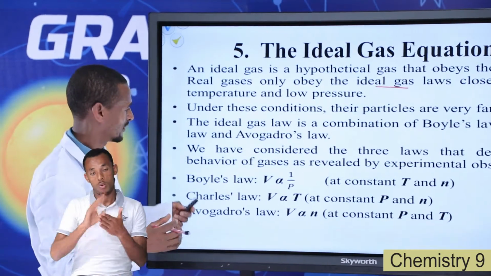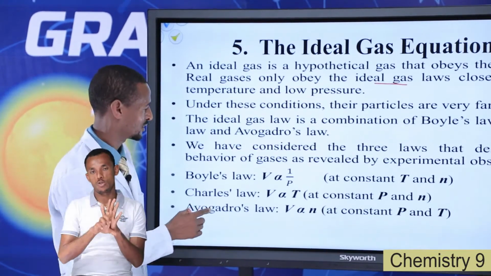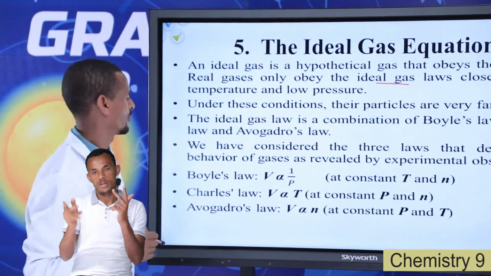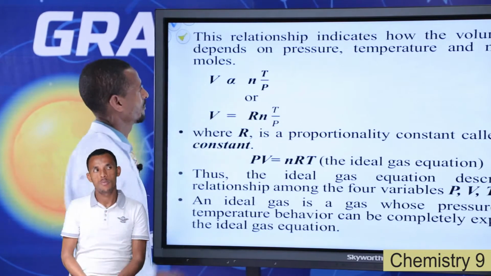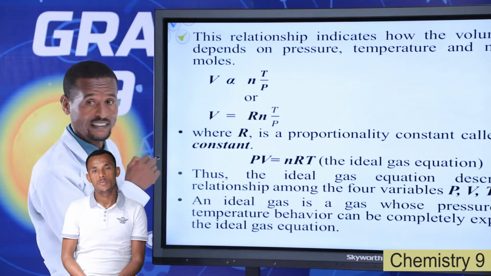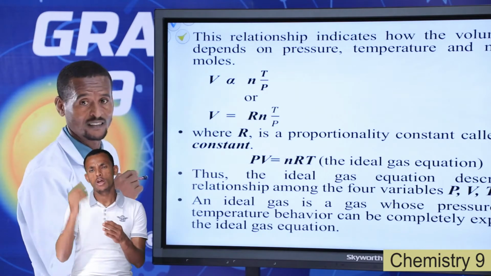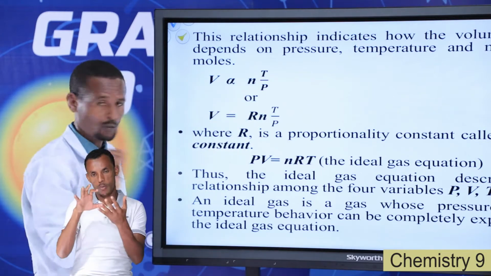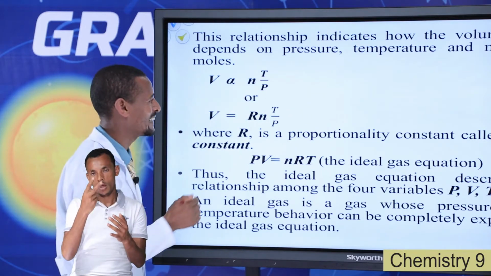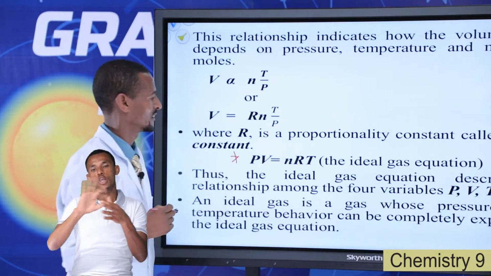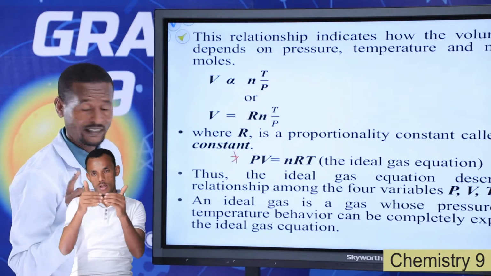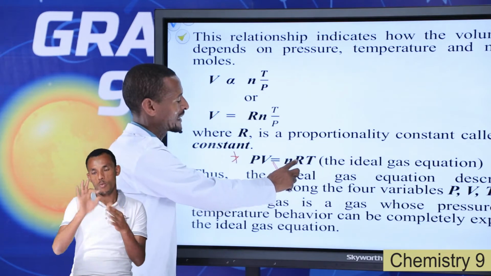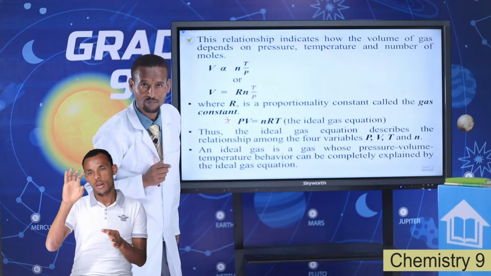Here we have some laws, okay? The first one is Boyle's law, the second one is Charles' law, and the last one is Avogadro's law. We have seen them earlier, okay? In the last class we did the relationship between volume, temperature, and pressure. Today we look at the ideal gas equation, which is given here: PV is equal to nRT, where P is pressure, V is volume, n is the number of moles, R is the ideal gas constant, and T is temperature.